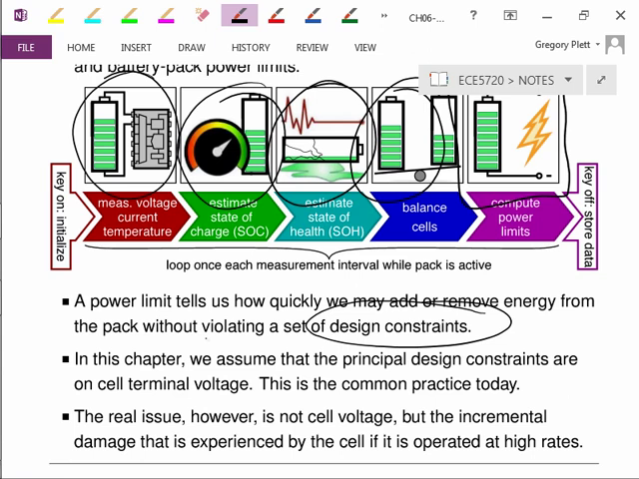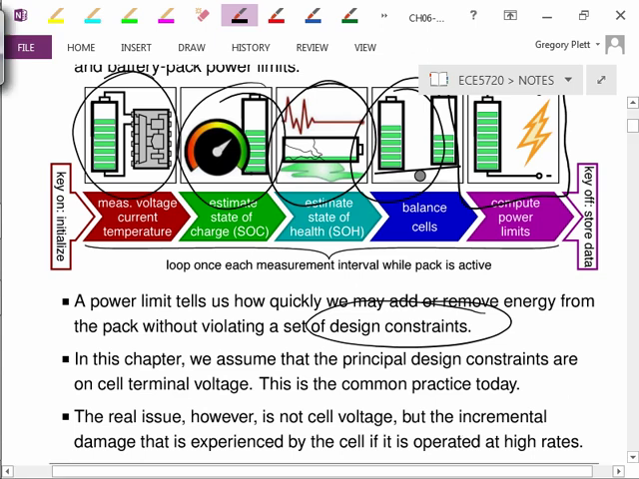And this is an indirect way of trying to minimize cell degradation, because we know that if the cell voltage is too high, the cell will degrade quickly. If the cell voltage is too low, the cell will degrade quickly. And if we keep the voltage in a certain range, then the cell will tend to last longer. So voltage is an indirect way of ensuring that if I control voltage, I can indirectly control life.